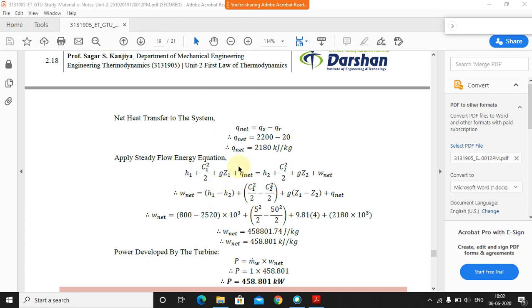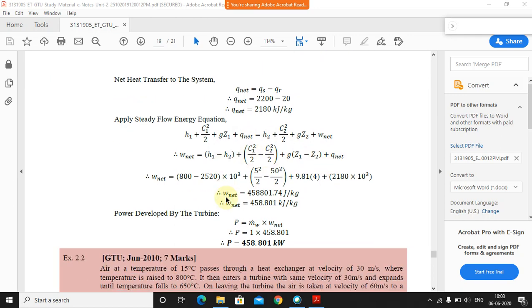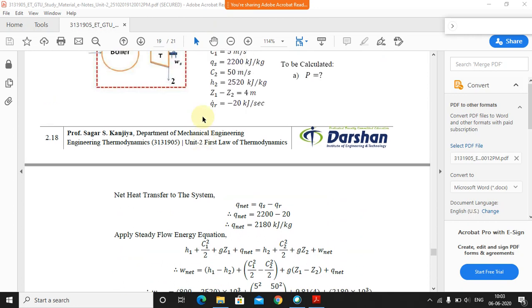Or what we can do is rearrange all the terms over there. What we want is the total work done by the system, so that is necessary. So W net is equal to (H1 minus H2) plus (C1 square by 2 minus C2 square by 2) plus g (Z1 minus Z2) plus Q net. This is the rearranged formula. Now we have all the values, so we'll try to put them in.